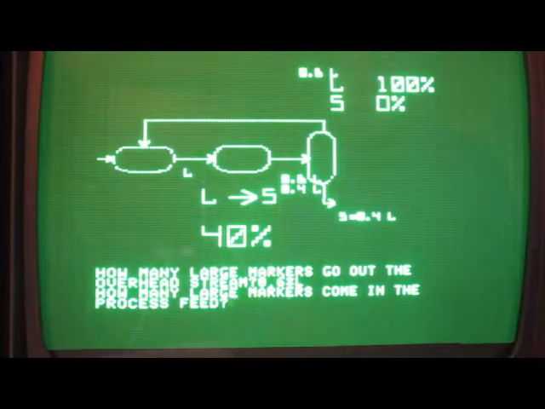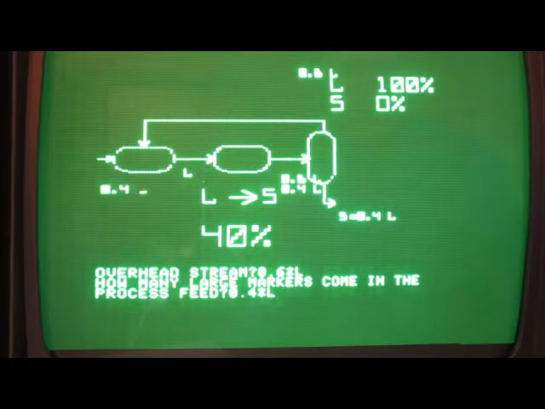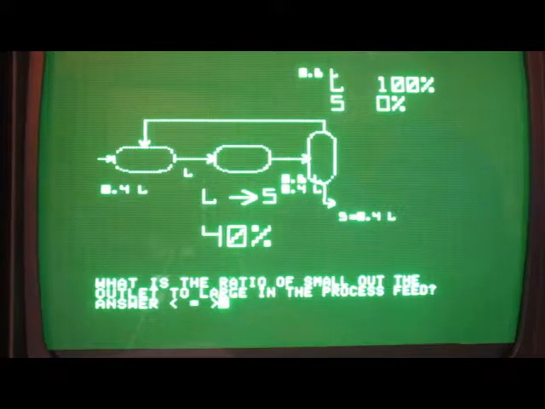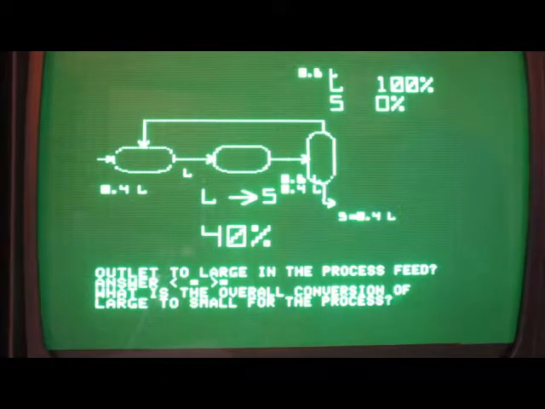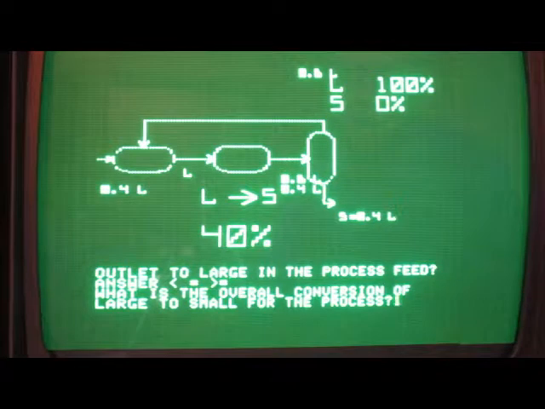How many large markers come in the process feed? 0.6 L come in the recycle, and L go out, so there must be 0.4 L. What's the ratio of small out the outlet to large in the process feed? It's the same. What's the overall conversion of large to small for the process? It's 100%.